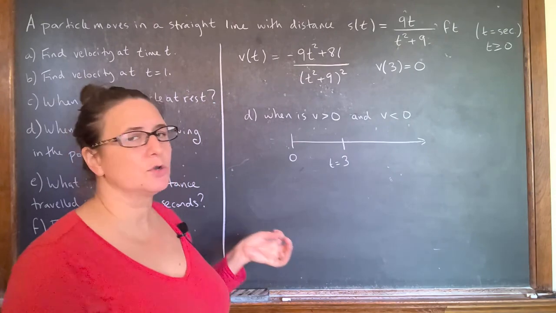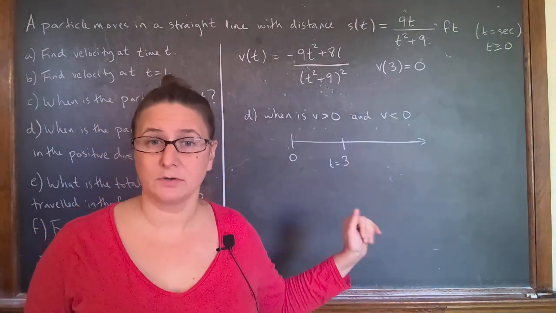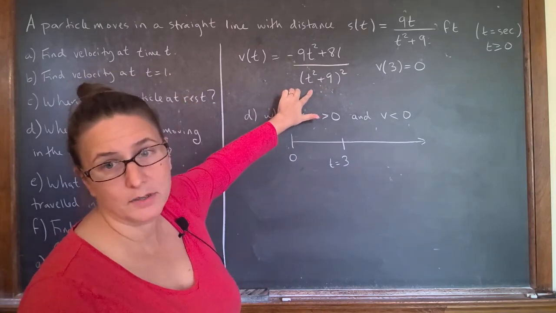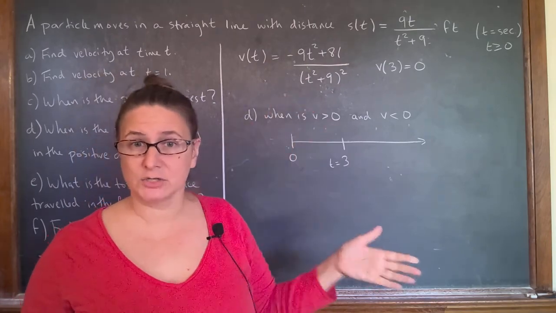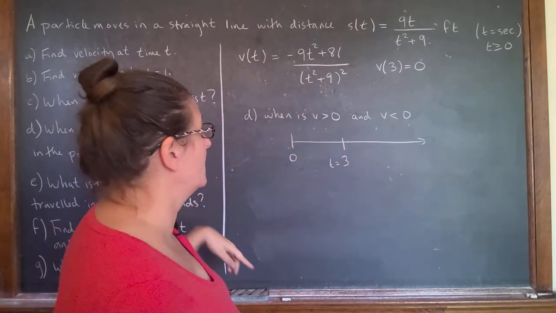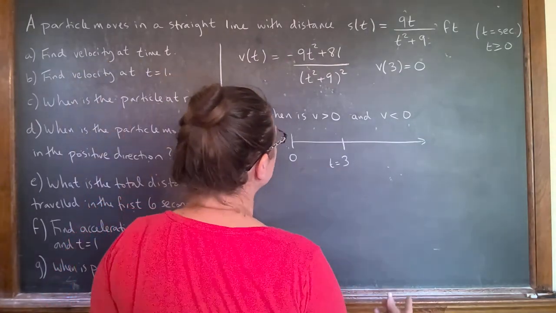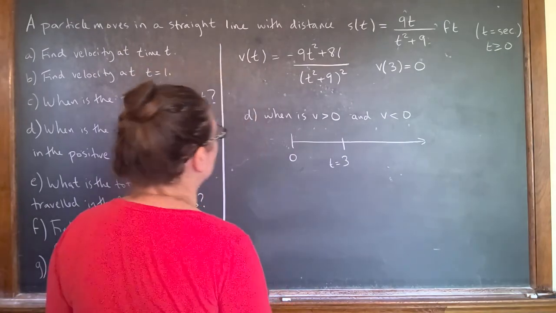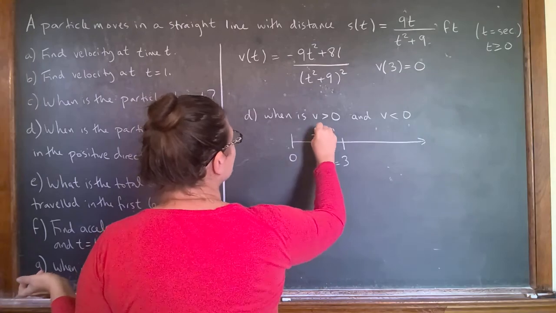Now, you also have to be careful. Remember, especially with a quotient, you might have an asymptote. So let's take a quick look at that. But we can see here that the bottom is always going to be positive. So we don't have any asymptotes, and we don't have to worry about any sign changes with respect to that. All we have to worry about is when the top is 0. So now I can check this by plugging in some points. If t is less than 3, if I put in t equals 1, I'm going to get something positive.